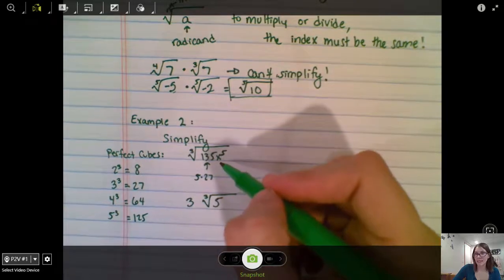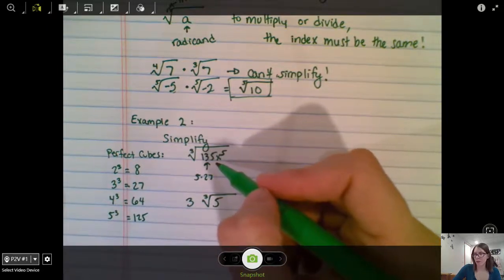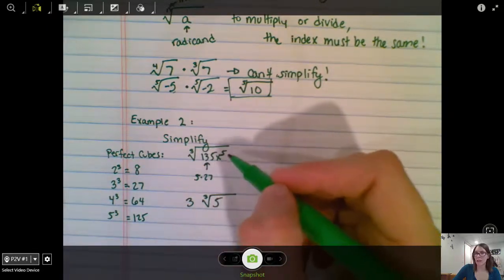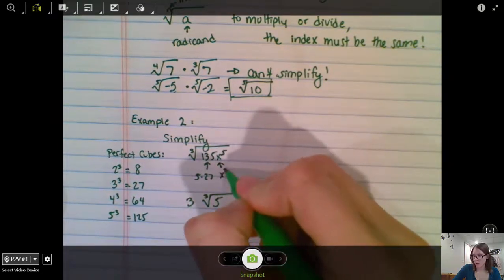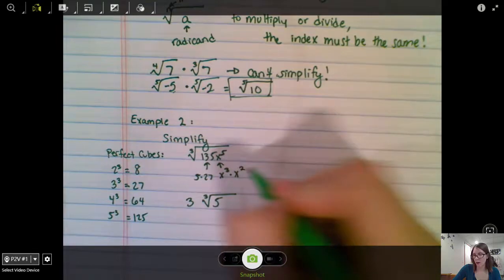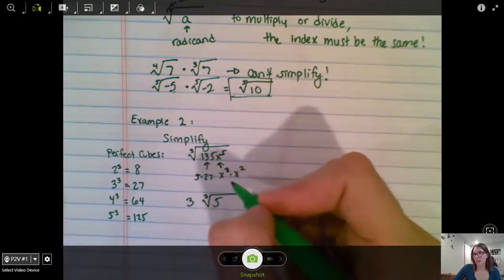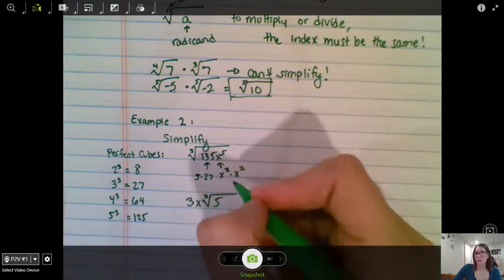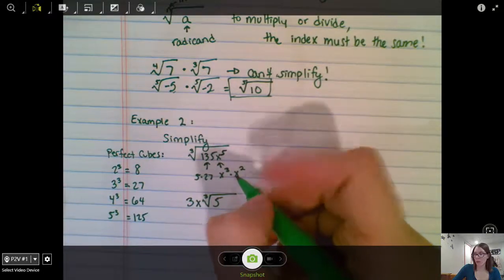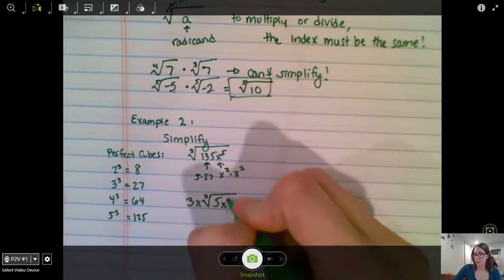Then we also have the x to the 5th there. If we have the cube root of x to the 5th, how many x's can we bring out? Well, x to the 5th is x cubed times x squared. We can cube root the x cubed part and bring an x out front. But that x squared we can't really do anything with, so that stays underneath our radical.